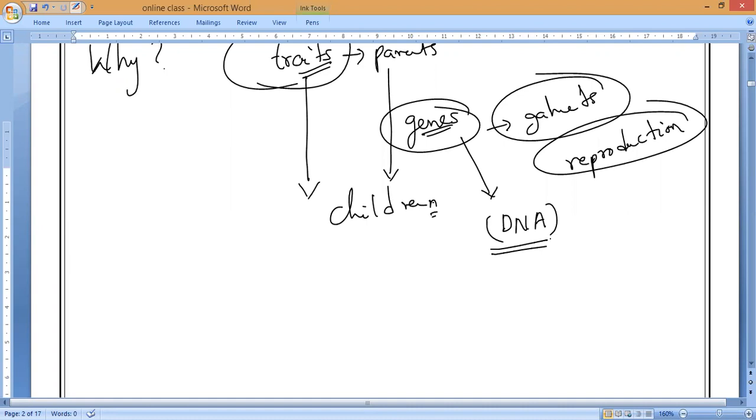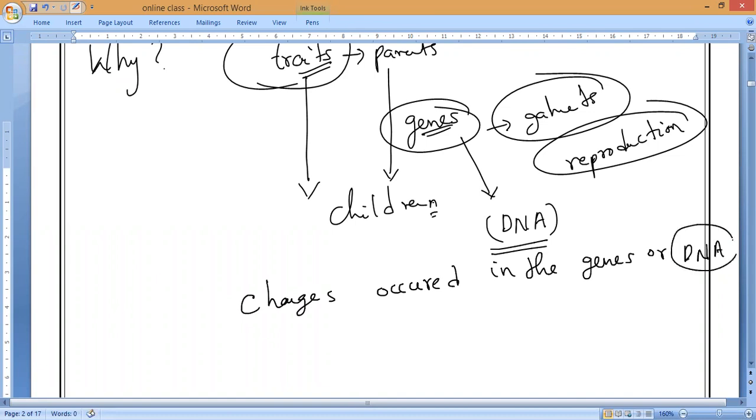So only a characteristic which changes the DNA or the sex gametes will pass to the offspring. If not, it is not possible to pass it on. So that is what you have to remember. Whatever characteristic or trait will be transmitted to future generations, only when, guys, changes occur in the genes or DNA. Then only will it happen.